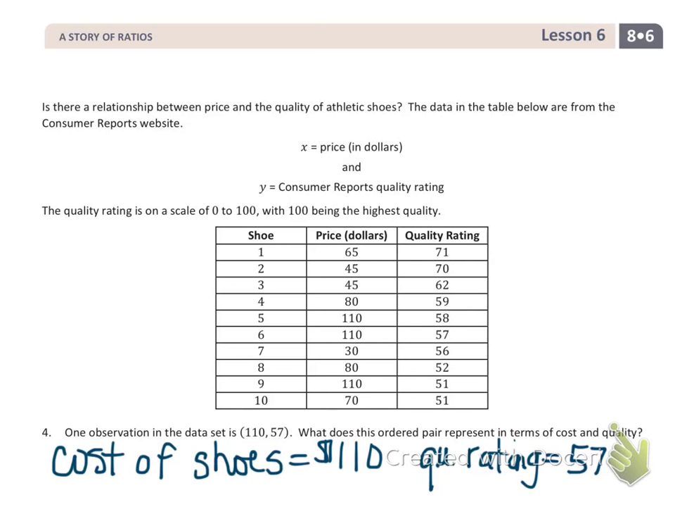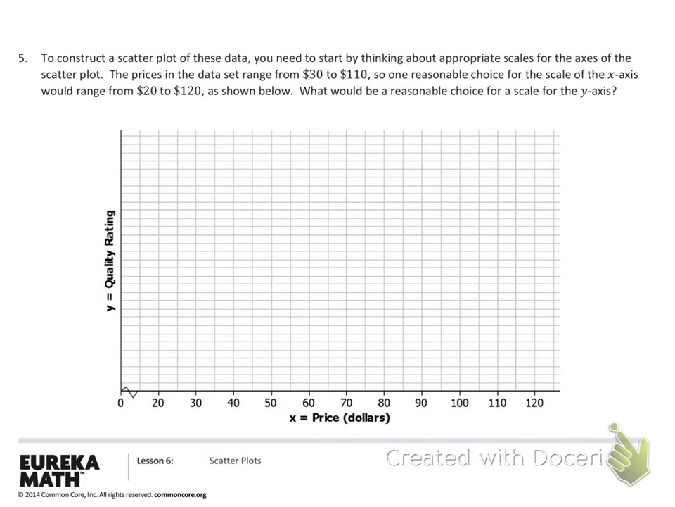Okay, so hopefully you went back to your data to see what kind of range of values the quality rating has. So it looks like the smallest one is 51, right here, and the largest one is 71. So the quality rating goes from 51 to 71. So maybe we would want our scale to go from like maybe 50 to 75. So that would include everything there. So we want it to go from 50 to 75.